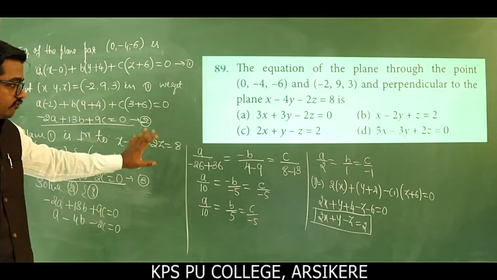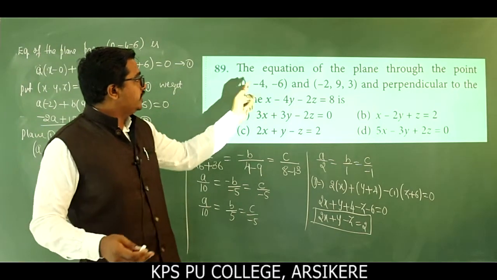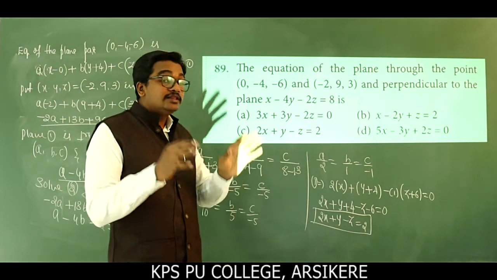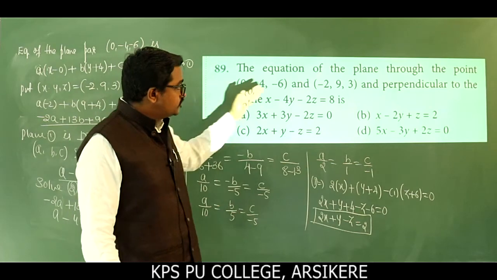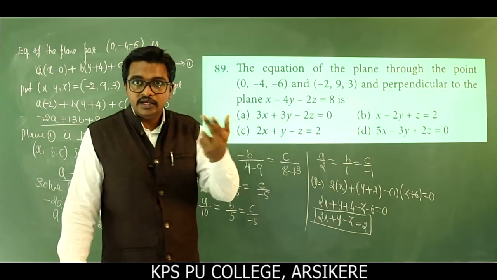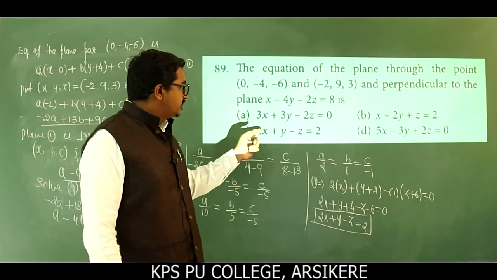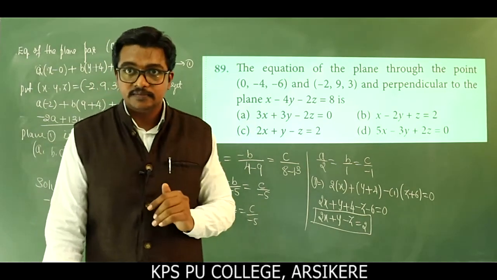This is the actual method to find the equation of the plane. They have given the points (0, -4, 6) and (-2, 9, 3), which lie on the plane. That means if I substitute these two points in the options, the equation will be satisfied. Whichever option satisfies the condition is our answer.